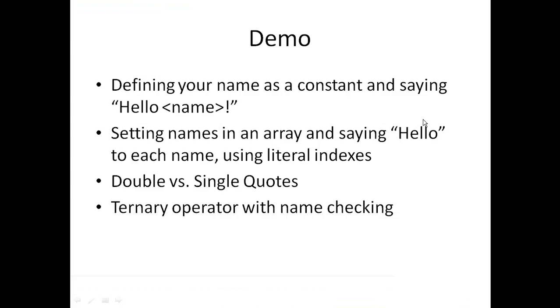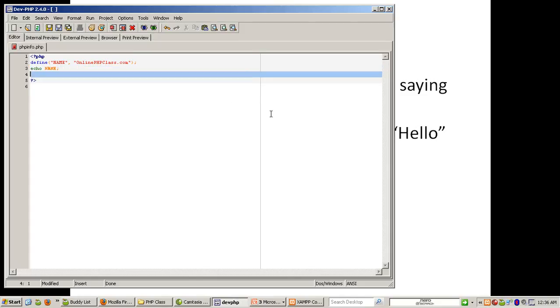Setting names in an array and saying hello to each name using literal indexes. Okay, so names equals array. And actually, if you're going to use numerical indexes, you don't need to put the numbers. So I can say Tom, John, Greg, Sam, oops, I forgot a comma, Charlie, Cindy. Okay.